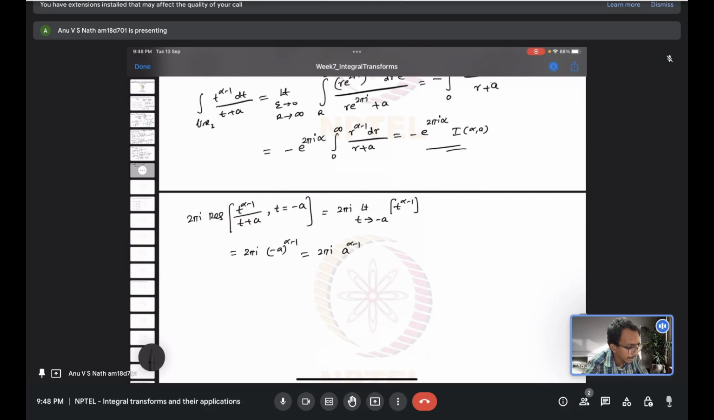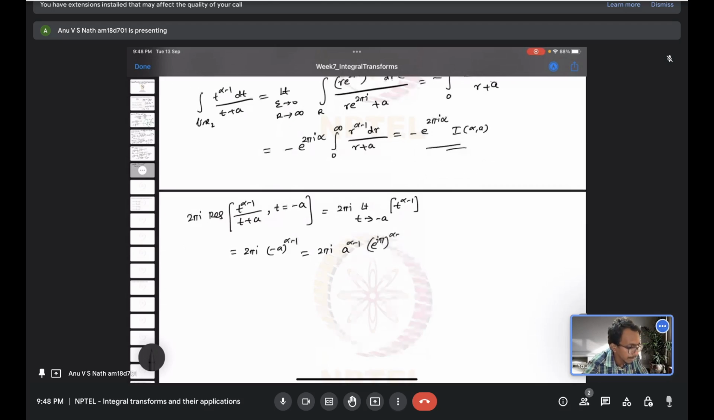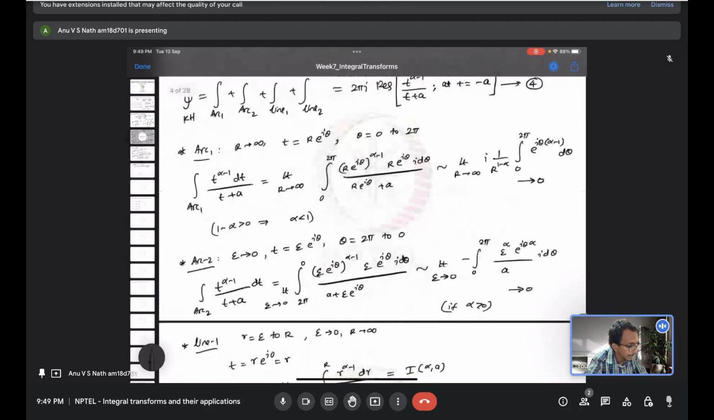What we can do is write minus 1 as e raised to I pi and then the whole raised to alpha minus 1, which we can simplify to 2 pi I times a raised to alpha minus 1 e raised to I pi alpha times e raised to minus I pi. Now e raised to minus I pi is cos pi minus I sin pi, which is just minus 1. So I will keep that here. So we have evaluated the right hand side also for equation 4.